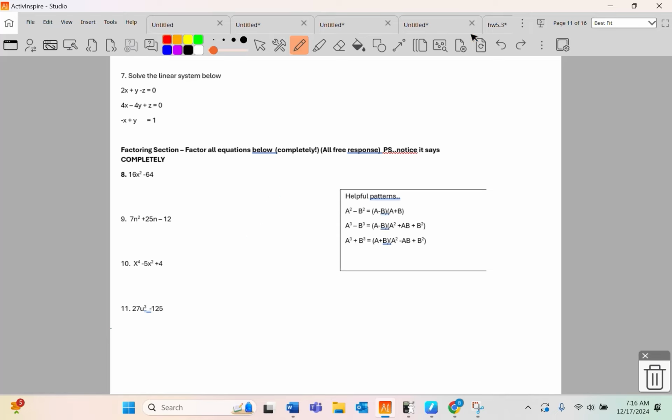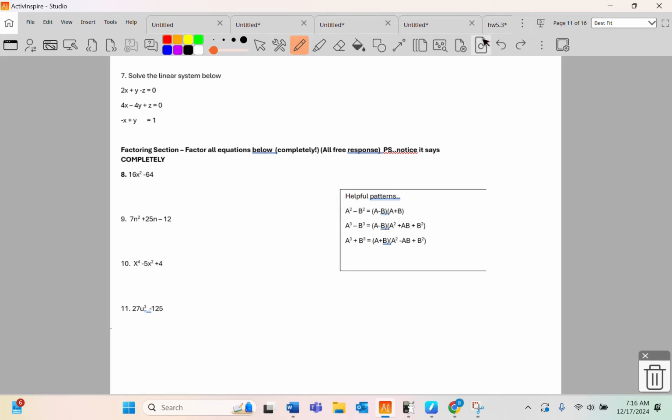Number 10, to make an x to the 4th, you need an x squared and an x squared. You should know that by now. To make a 4, you need a 1 and a 4. You should definitely know that. It's got to be positive, and the sum has to be negative 5, so they're both negative. Now this guy, they're both actually special. x squared minus 4 is x minus 2 times x plus 2. And x squared minus 1 is x minus 1 times x plus 1, because it went back to that pattern right there. Didn't start as that pattern, but it went back to it.